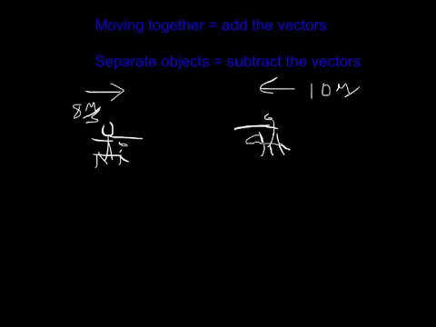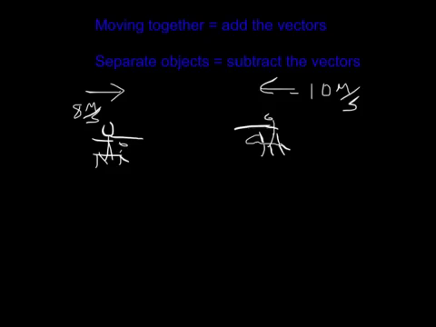10 meters per second. Now you've got to be careful here because clearly they're going to collide faster than if one of them wasn't moving. So what's really tricky is, remember that this is the negative direction, so this has to be a negative vector.